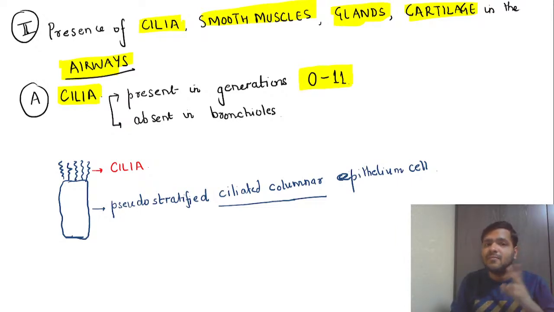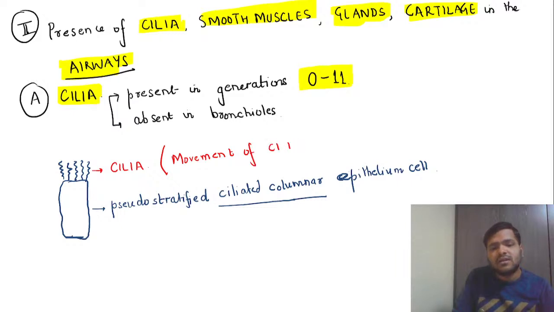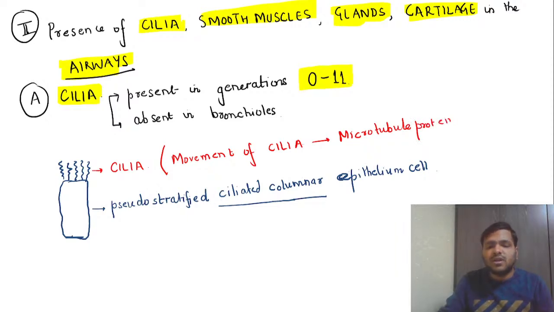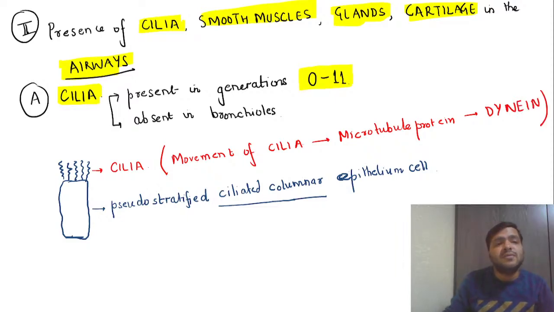What is the function of cilia? Movement. Write down that the movement of cilia is dependent on a microtubule protein. The students who have discussed general anatomy and general physiology with me already know what microtubule proteins are. One of these microtubule proteins, named dynin, is responsible for the movement of cilia.